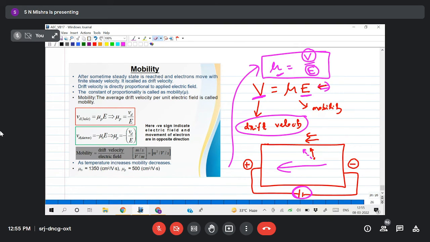And one point is written: as temperature increases, the mobility decreases. That means if you increase the temperature, more and more collisions will happen inside the semiconductor. Ions are present, electron-electron collision, electron-hole collision, neutral atoms are there, so they will collide with these. All these effects will decrease the mobility. So at higher temperature, the mobility will decrease, and the conductivity of the semiconductor also decreases. That means at extremely high temperature; at normal temperature it is okay.